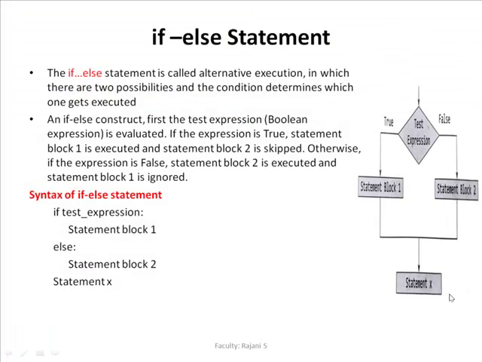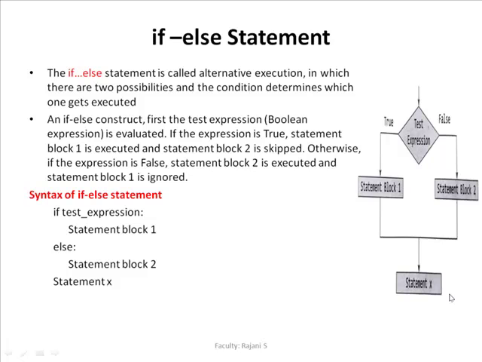Now the if else statement. This if else statement evaluates a boolean expression, and it executes the block of code present inside the if block if the condition becomes true. And it executes the block of code present inside the else block if the condition becomes false. That means this else block will execute only when the condition becomes false. That's why this if else statement is called an alternative execution, because when the condition is true it evaluates the if block, but when the condition is false then it will go to the alternate, that is the else block.